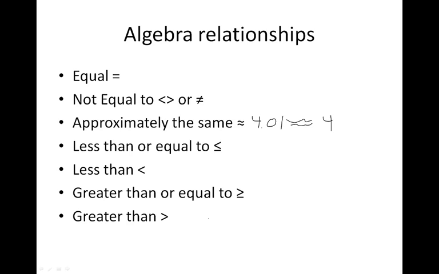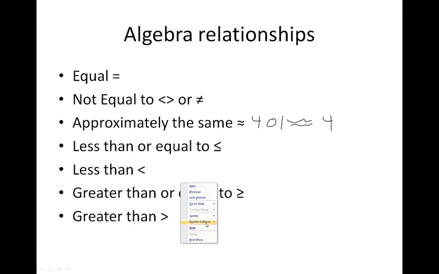So 10 is greater than 4. That's a true statement. 10 is greater than or equal to 4. That's a true statement, because when you say greater than or equal to, only one of these has to be true in order for the statement to be true.